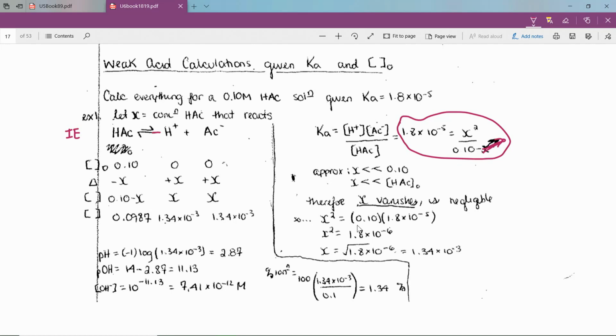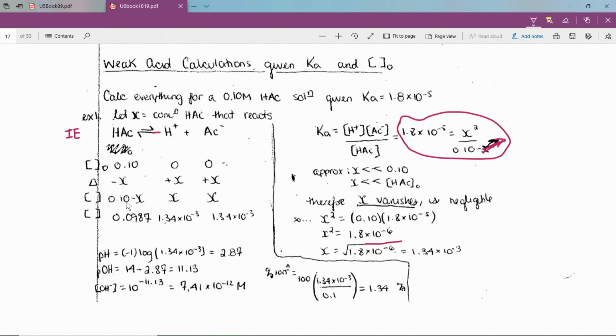So X squared is 0.1 times 1.8 by 10 to the minus 5, which is 1.8 by 10 to the minus 6, and X is the square root of 1.8 by 10 to the minus 6, which is 1.34 by 10 to the minus 3. So notice I didn't lose all the 0.1. If it was a strong acid, I would, and the pH would be 1. But the pH turns out to be 2.87. More than 1, because it's not a strong acid, it's a weak acid. So my H+ is 1.34 by 10 to the minus 3. My AC- is also 1.34 by 10 to the minus 3.